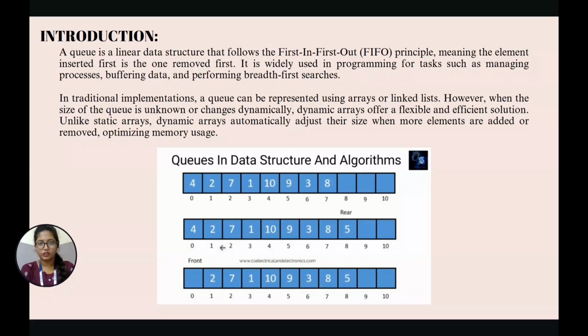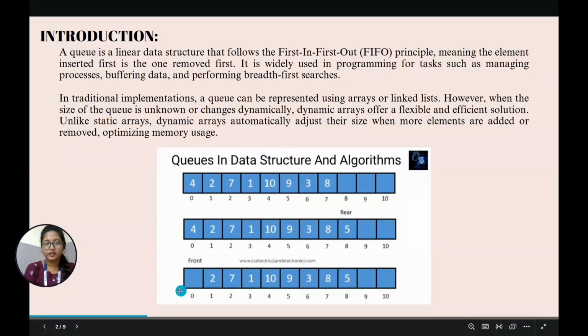In traditional implementations, a queue can be represented using arrays or linked lists. However, when the size of the queue is unknown or changes dynamically, dynamic arrays offer a flexible and efficient solution. Unlike static arrays, dynamic arrays automatically adjust their size when more elements are added, optimizing memory usage. Here, first the initialization of the queue is done. That is, the initial queue is given here, and the insertion from the rear end is done here, and deletion from the front end is done here.